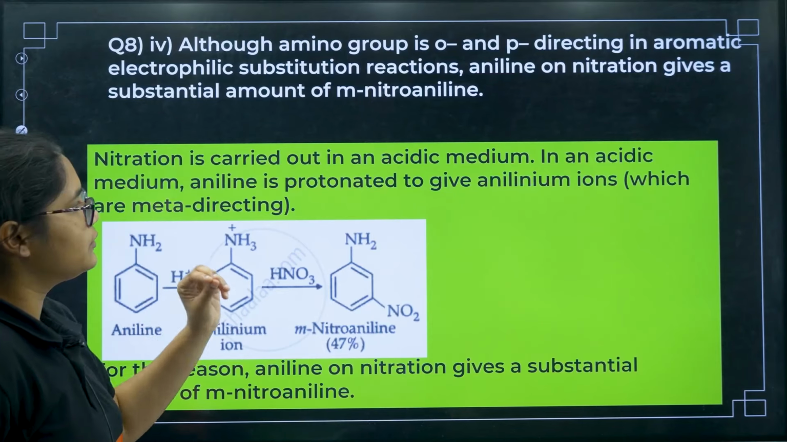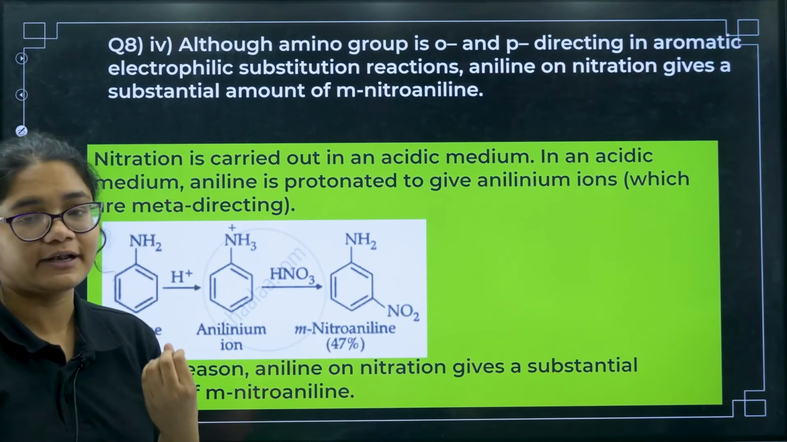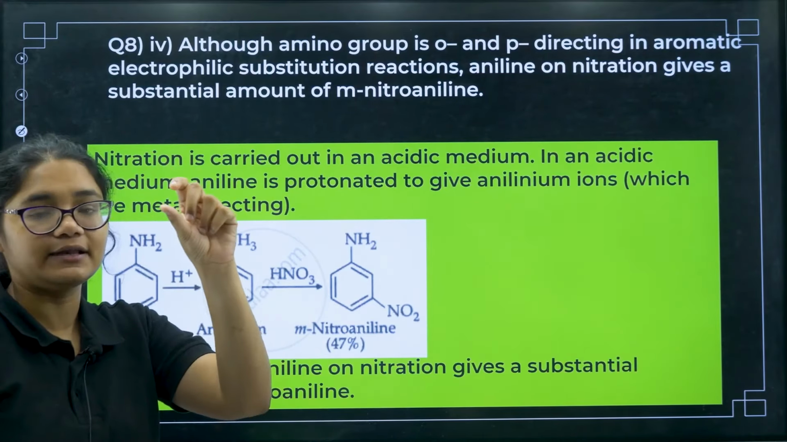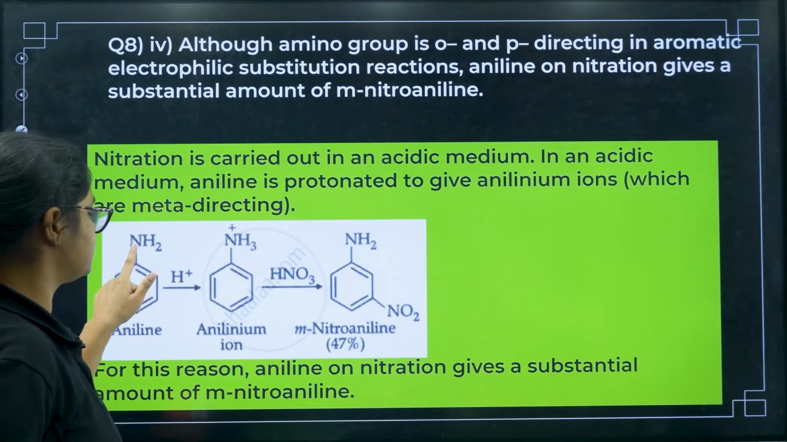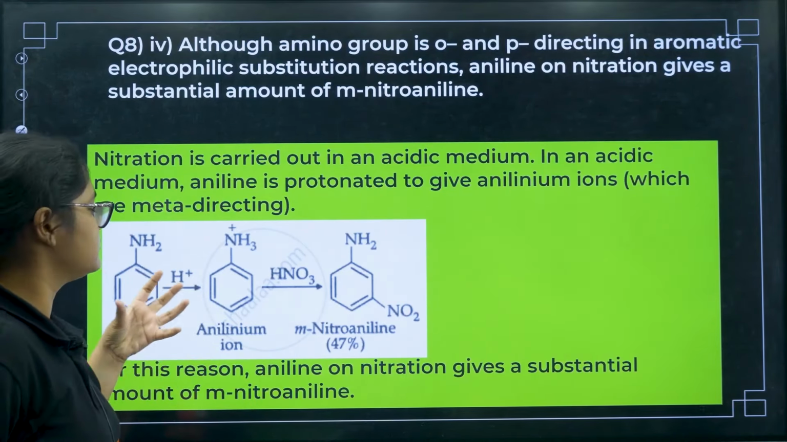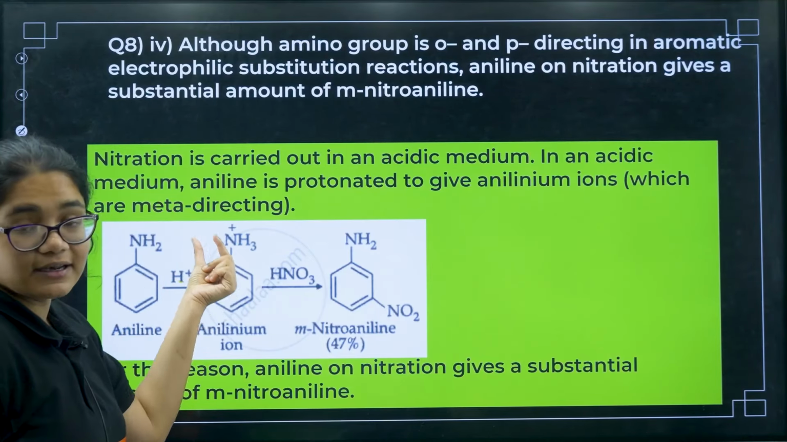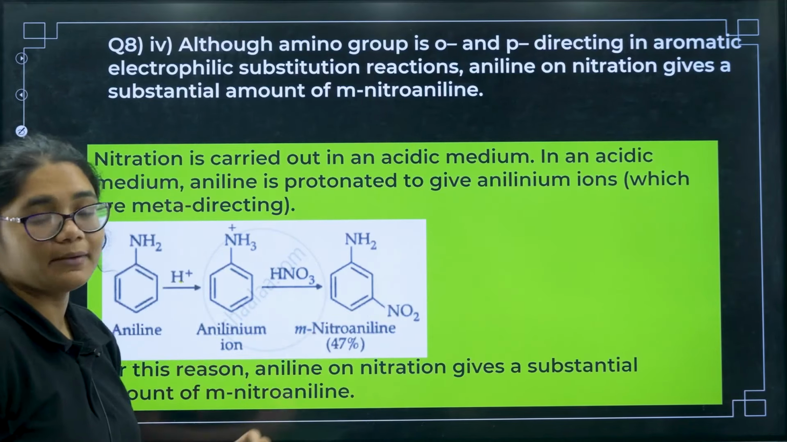So see, when you take concentrated nitric acid and concentrated sulfuric acid, the H+ present in the medium reacts with the aniline NH2 and it becomes NH3+. So you can see here NH2 is there, this H+ is there from the nitric acid and sulfuric acid, so in such an acidic medium you get NH3+. Now this NH3+ is an electron withdrawing group and it directs the incoming nitro group to the meta position.